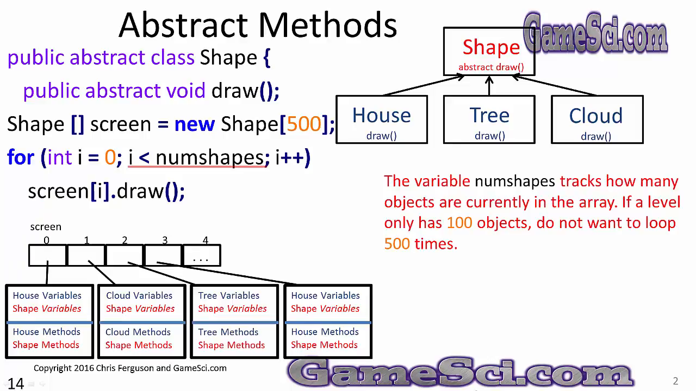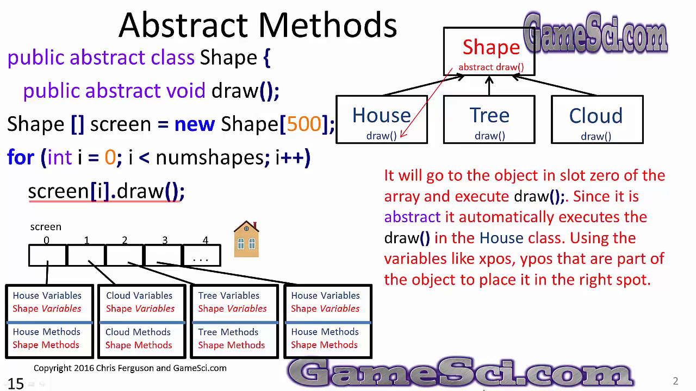I less than num shapes. The variable num shapes will track how many different objects are currently in the array. Let's say a level only has 100 objects. You don't want to loop 500 times if there's only 100 objects on it. So num shapes will contain 100 and stop the loop after the 100 objects.